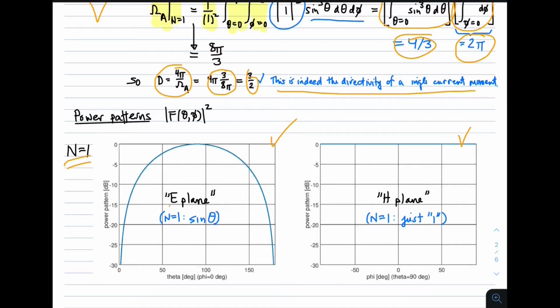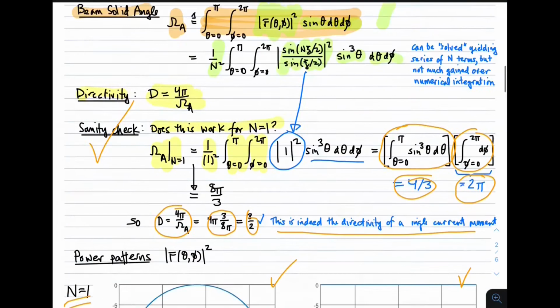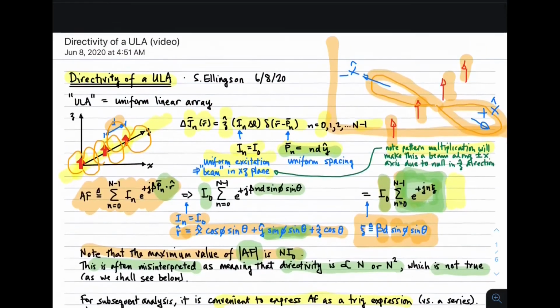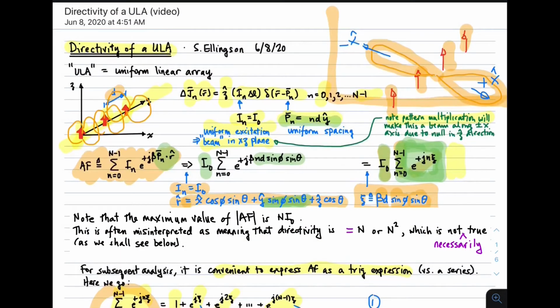And I refer to these as the E plane and the H plane. The E plane is phi equals 0 degrees and varying theta. So if we go back up to the original picture, the E plane is, for example, the plane containing the Z and X axes. The H plane, which we'll refer to, is the plane containing the Y and X axes. So they're 2 perpendicular planes meant to give a relatively easy to understand overall picture of what the pattern looks like.